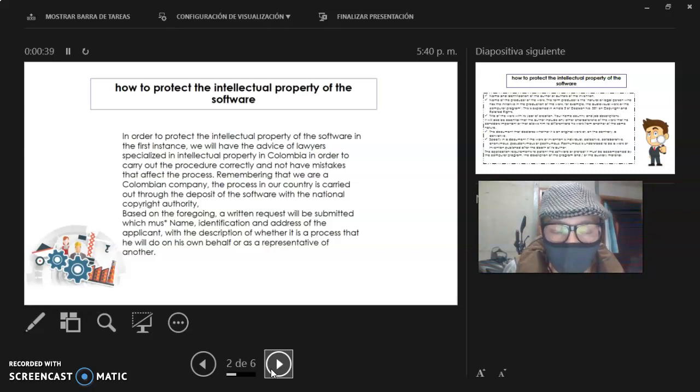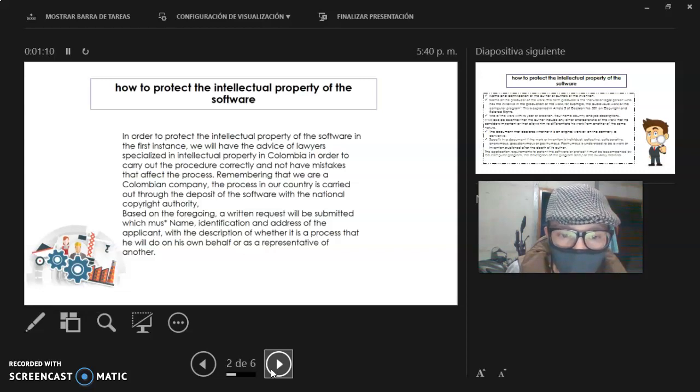In order to protect the intellectual property of the software, in the first instance we will have the advice of lawyer specialists in intellectual property in Colombia, in order to carry out the procedure correctly and not have mistakes that affect the process. Remembering that we are a Colombian company, the process in our country is carried out through the deposit of the software with the National Copyright Authority.